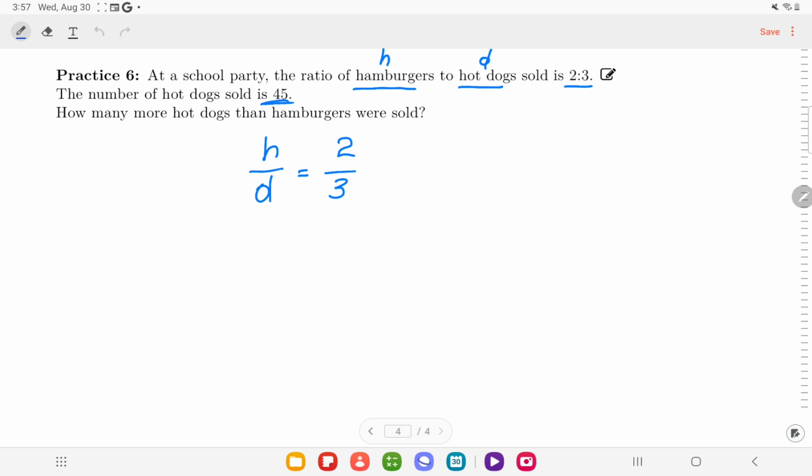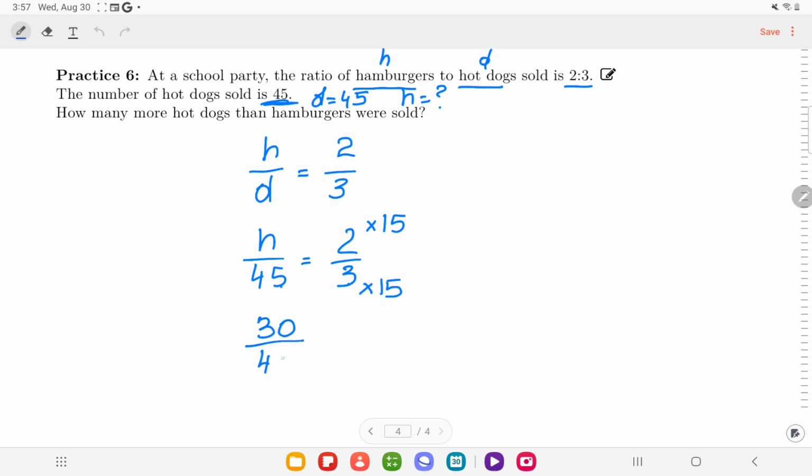We know that 45 hot dogs were sold. We have to find how many hamburgers were sold. We have to multiply 3 by 15 to get 45. We have to do the same to the ratio with hamburgers, so 2 times 15. We have 30 hamburgers and 45 hot dogs. This is a proportion, so we have two equivalent fractions.